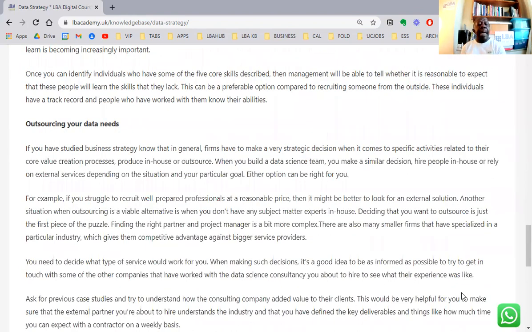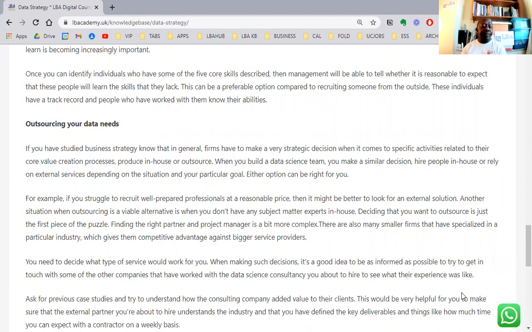But hey, outsourcing your data needs. If you have studied the business strategy, know that in general, firms have to make a very strategic decision when it comes to specific activities related to their own value creation processes: produce in-house or outsource. When you build a data science team, you make a similar decision: hire people in-house or rely on external services depending on the situation and your particular goal. Either option can be right for you.